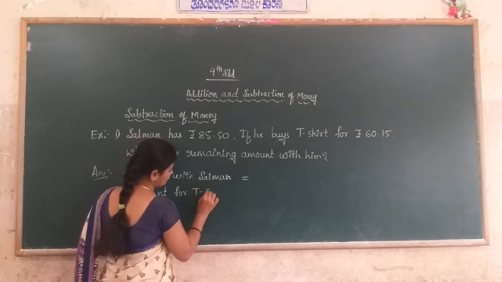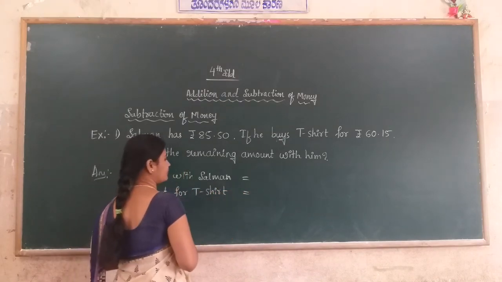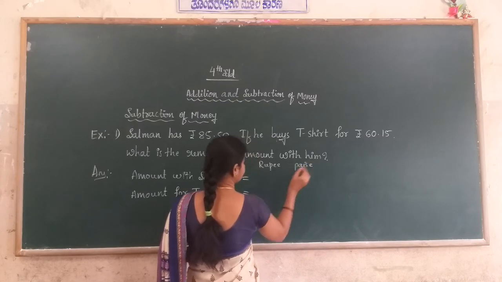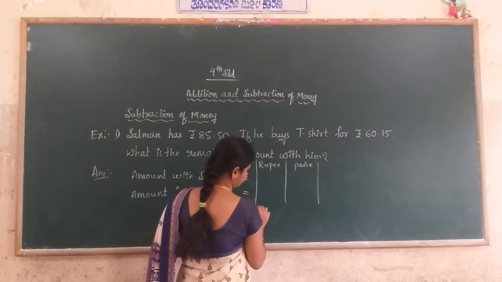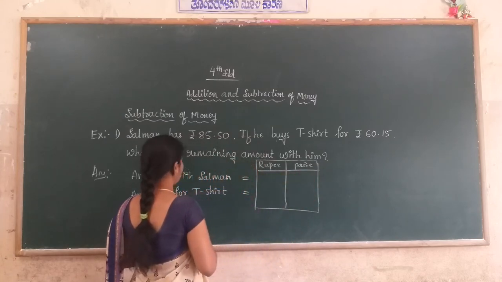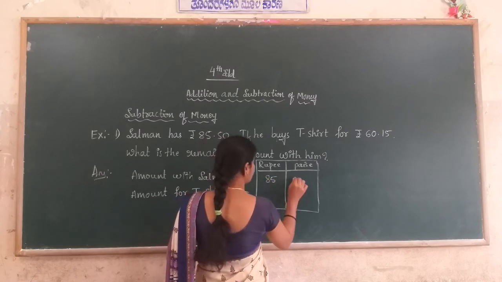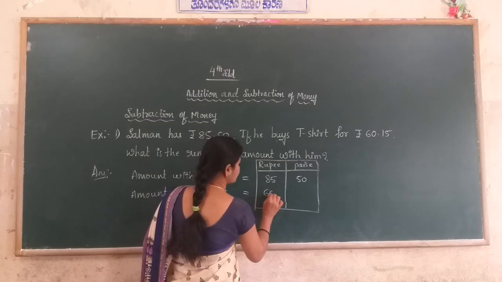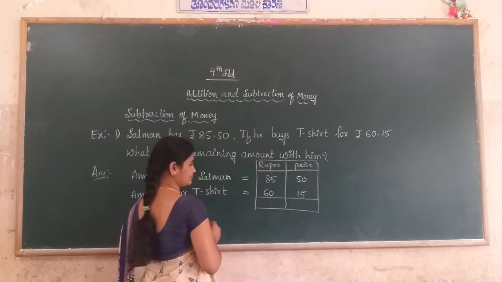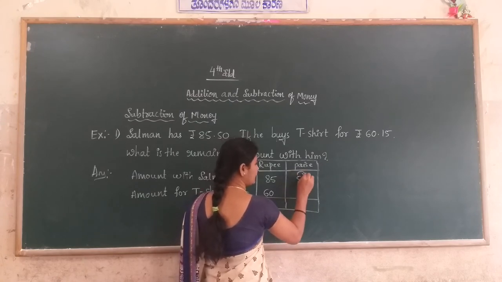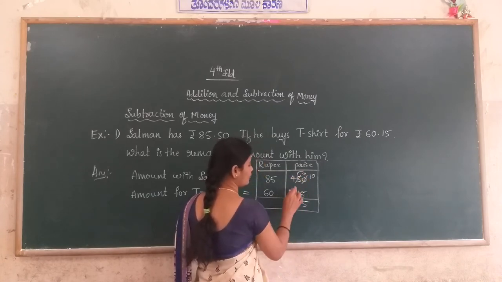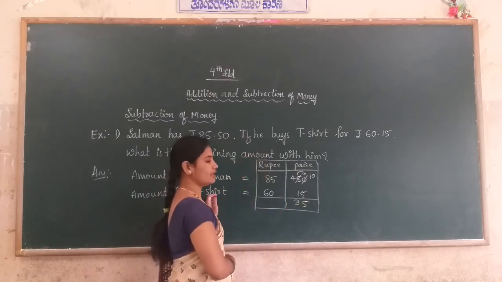Next one. Amount for t-shirt. Okay. First you make rupee and paise columns. Yes, amount 85 rupees 50 paise, for t-shirt 60 rupees 15 paise. Okay, do the subtraction. 0 minus 5 is not possible, you take a borrow, so it becomes 10. 10 minus 5 is 5. 4 is remaining. 4 minus 1 is 3. 35 paise is remaining after the subtraction.